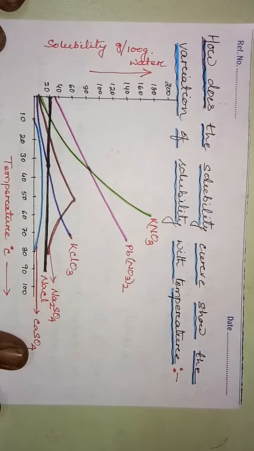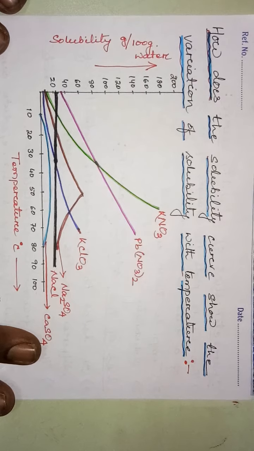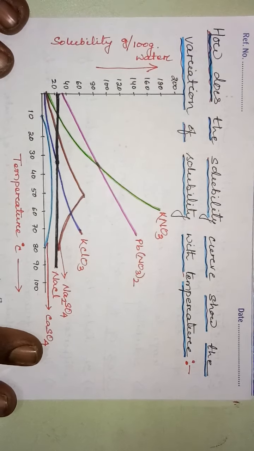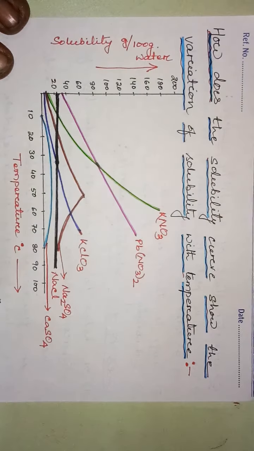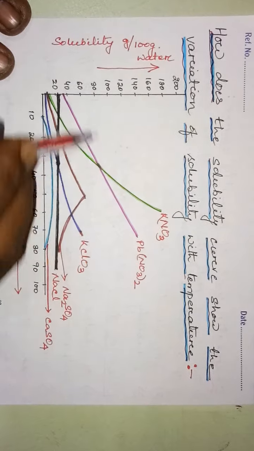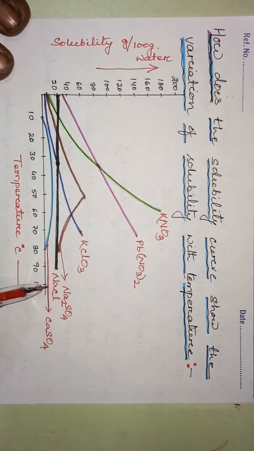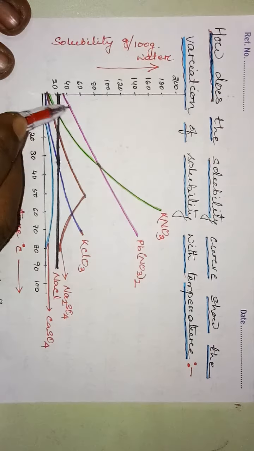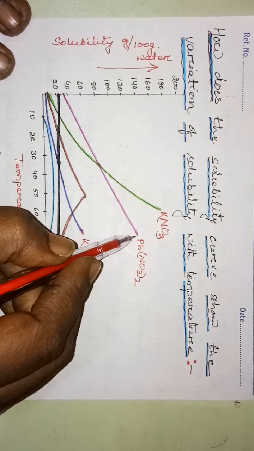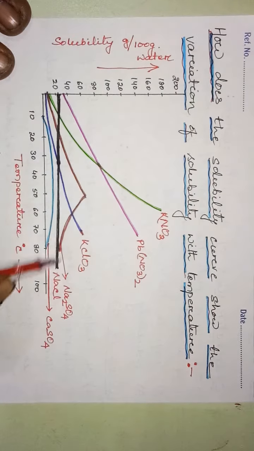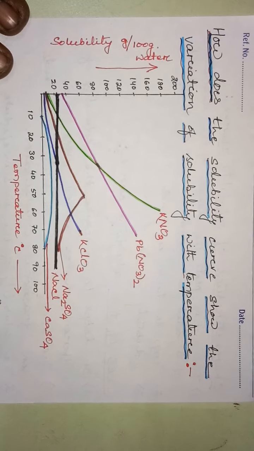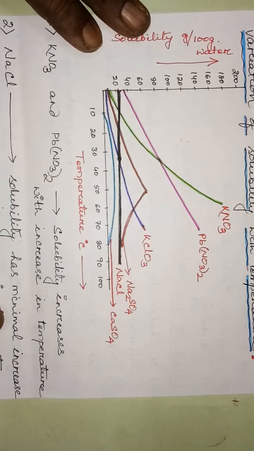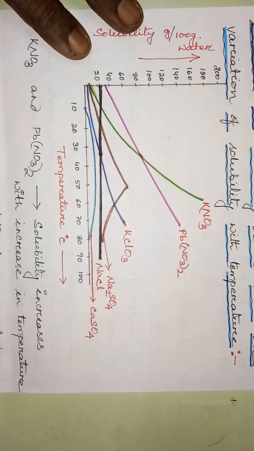Okay. Now we will discuss how the solubility curve shows the variation of solubility with temperature. Different compounds show different graphs. I have told you just now, this is one graph, this is another graph, this is one graph, like this. Now we will discuss a few compounds about solubility.